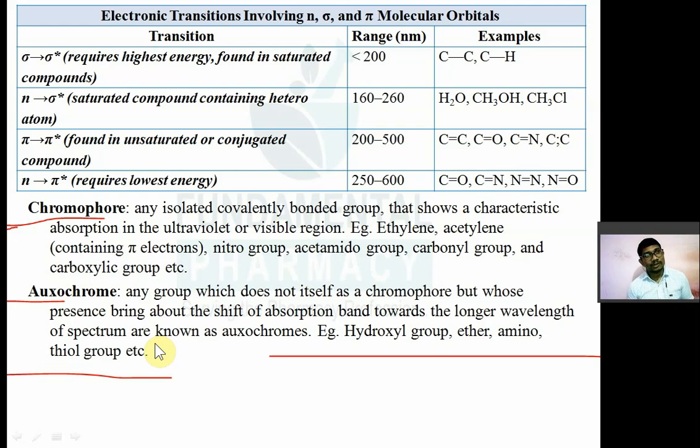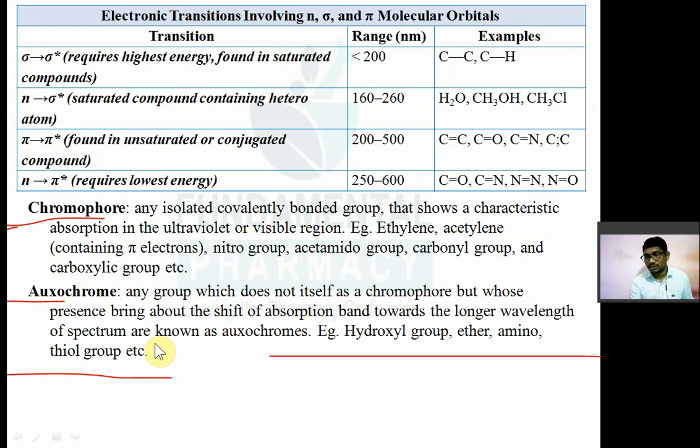Similarly, chromophores are the original groups responsible for the absorption of UV rays. Now auxochromes are the supporting groups, so themselves they will not absorb the radiation, but if they are present along with the chromophore, they will increase the absorption maxima towards the longer value.